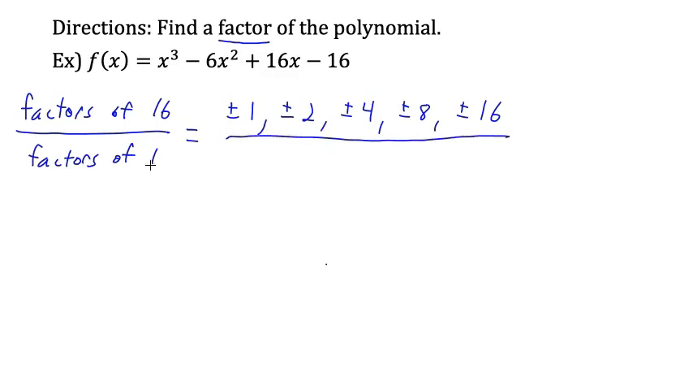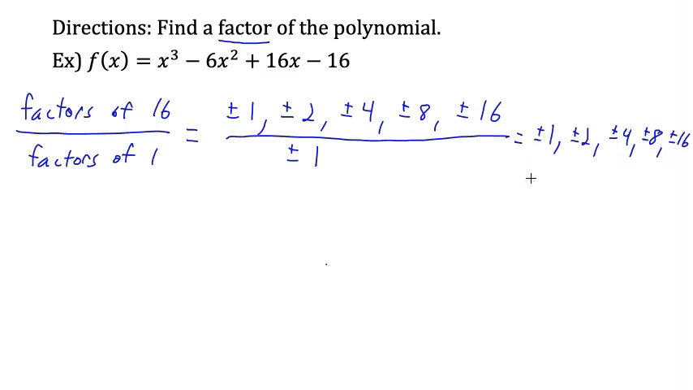But fortunately, in the denominator, there's only positive or negative 1. So we have 1 over 1, so it's positive or negative 1. 2 over 1, so positive or negative 2. 4 over 1, so positive or negative 4. 8 over 1, so positive or negative 8. And finally, positive or negative 16. All right, this is a list of the possible roots.